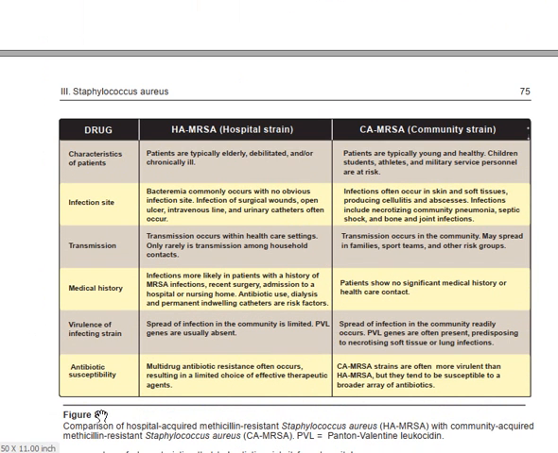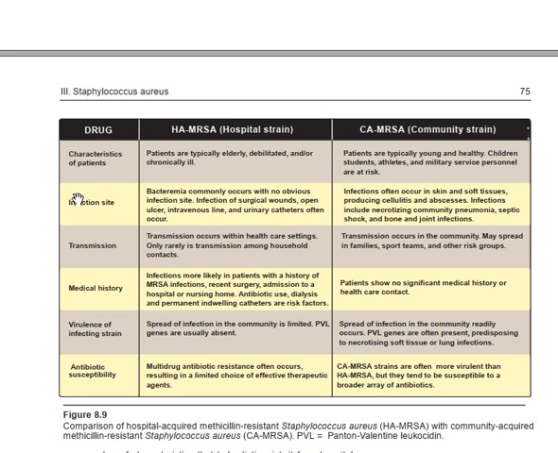Now, what is the comparison between hospital-acquired methicillin-resistant Staphylococcus aureus and community-acquired methicillin-resistant Staphylococcus aureus? Is it clear? The PVL is the Panton-Valentine leukocidin, a virulence factor mostly found in methicillin-resistant Staphylococcus aureus. So let's visualize the characteristics of the patient. For hospital-acquired MRSA, the patients are typically elderly, debilitated, and chronically ill, while for community-acquired MRSA, the patient is typically young, healthy, children, athletes, and even military.